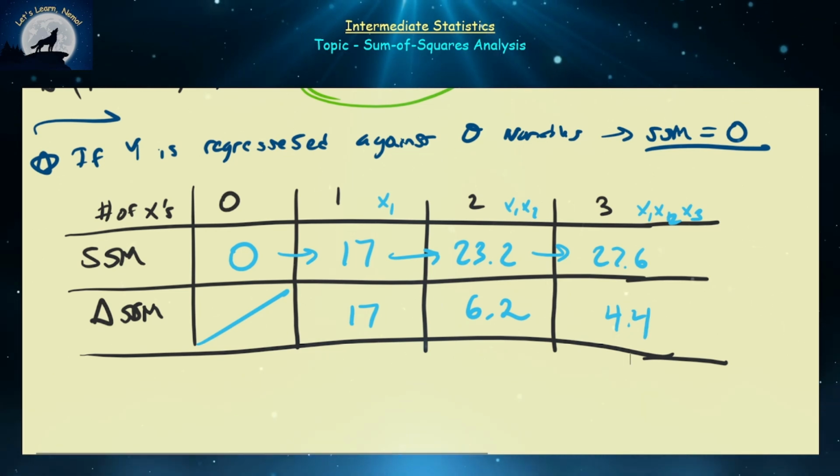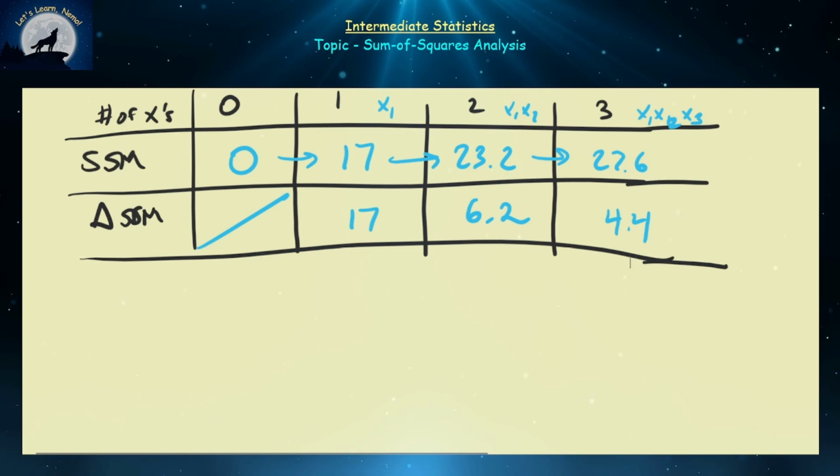All right, so we have these numbers 17, 6.2, and 4.4. So obviously our model's SSM increased the most for x1. Sometimes looking at these delta SSMs in their original form can be a little bit tricky. So sometimes we would look at the percent change.